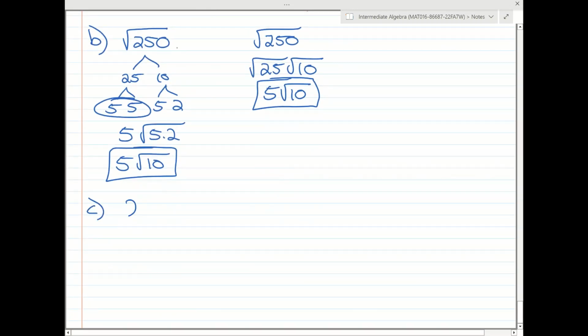All right, so let's try 2 square root of 25. And let's talk about how to simplify these. Well, the square root of 25 is just 5. That's pretty easy. 2 times 5 is 10. So that one's not that hard.